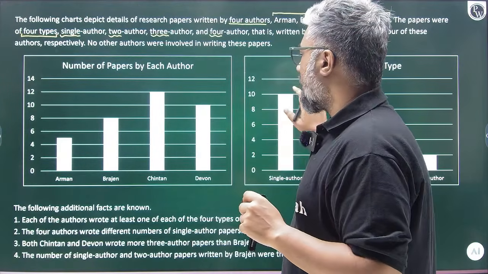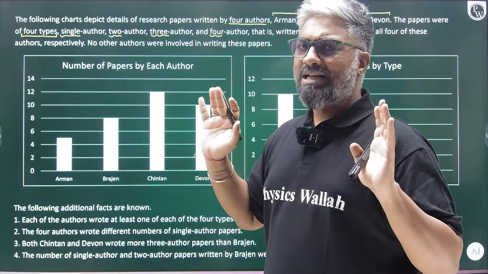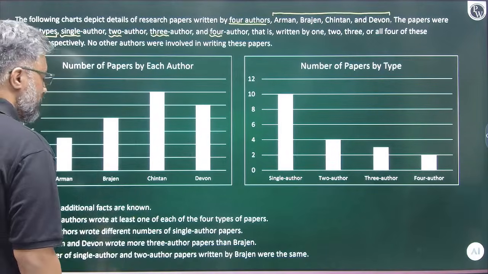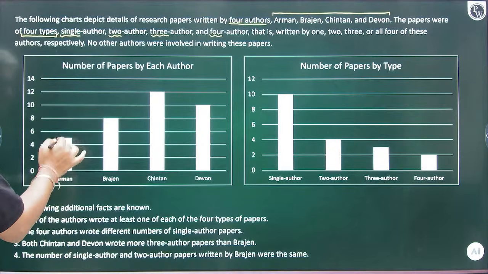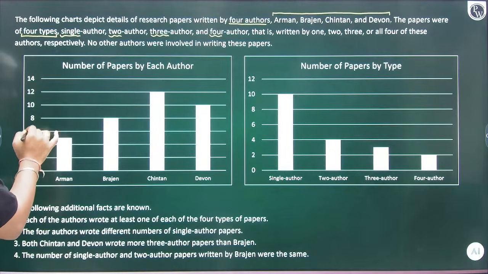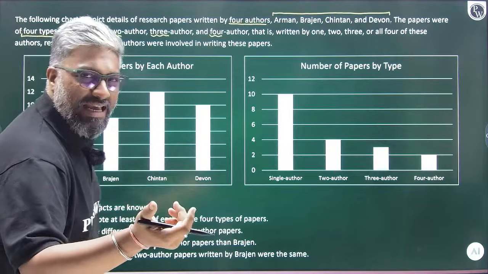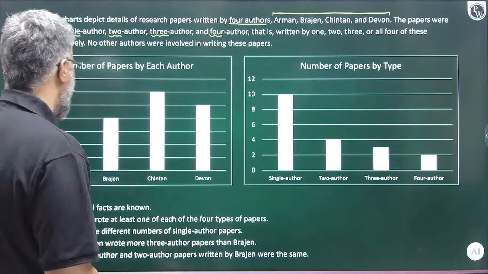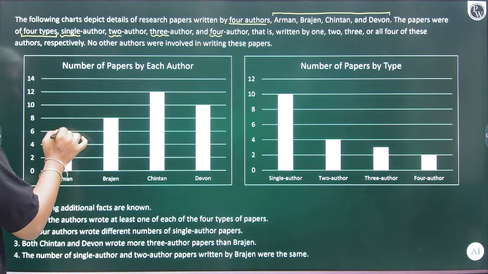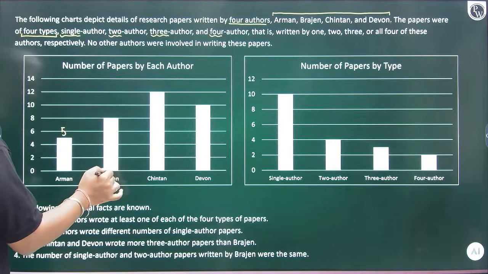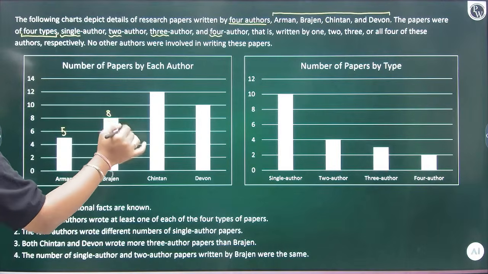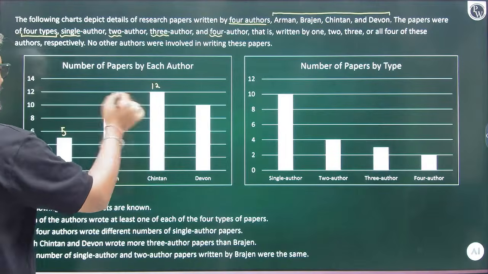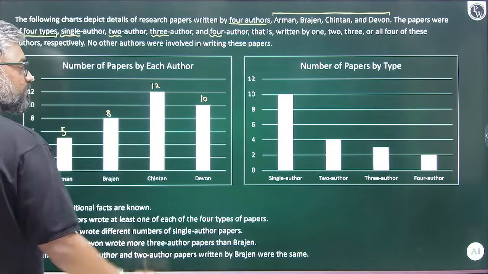And we have 2 bar graphs. Let's understand this bar graph. What is told to us? Number of papers by each author. So A has written how many? Between 4 and 6. It cannot be 4.8, it cannot be 6.2. Why? Because these are numbers of papers. So we know that A has contributed to 5 papers. B has contributed to 8 papers, C has contributed to 12 papers and D has contributed to 10 papers.